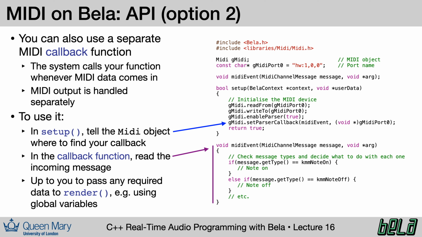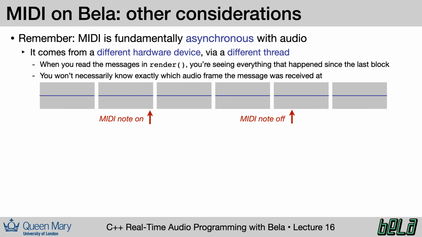Second of all, it means that any data that needs to make its way from the MIDI event function to your render function is going to need to be passed there somehow. The simplest way of doing this is with global variables. Which version of the API you use is up to you. Last lecture we saw the version where all of the MIDI messages were handled inside of render, so this lecture we'll look at the version where there's a separate callback for your MIDI messages.